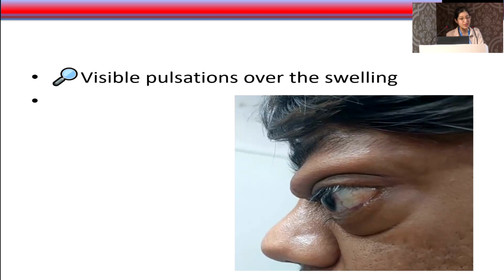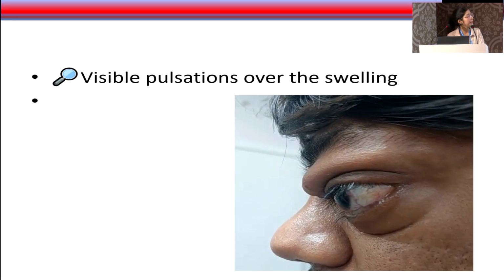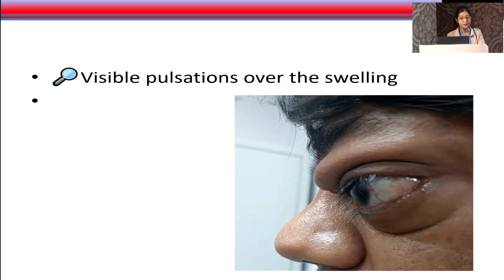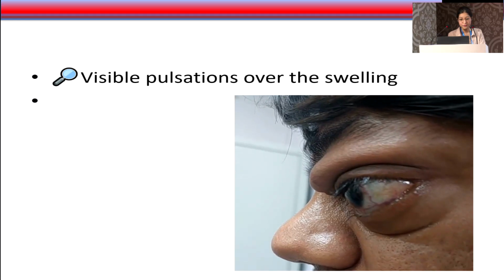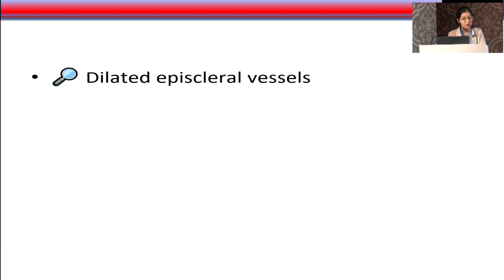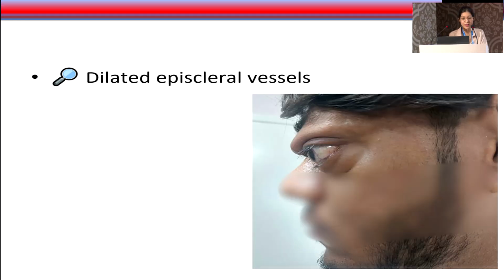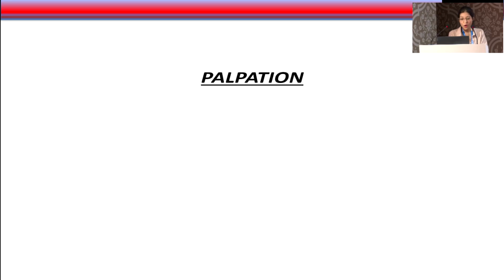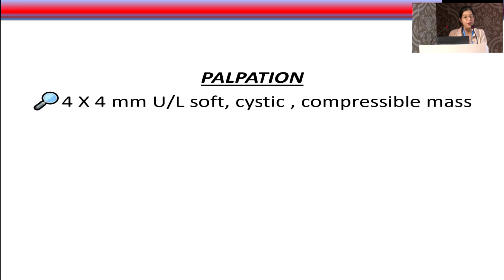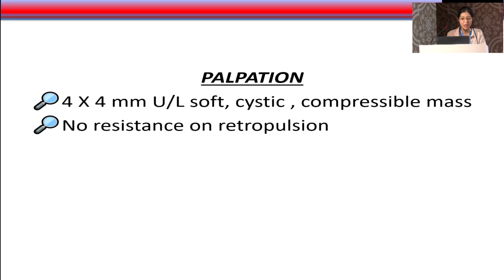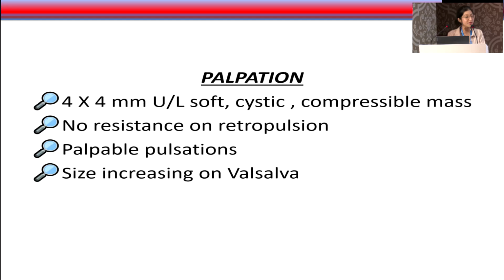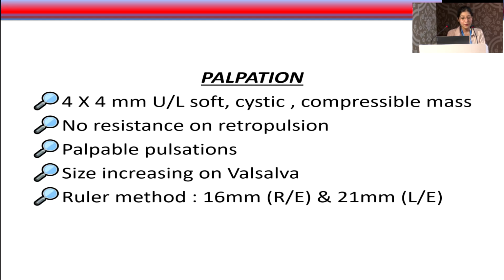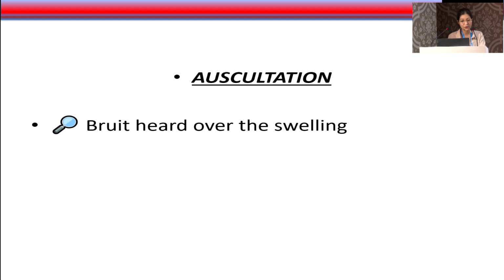There were visible pulsations over the swelling. Dilated episcleral vessels were present with raised IOP and ophthalmoplegia. On palpation, there was a 4 into 4 mm upper lid soft cystic compressible mass with no resistance on retropulsion, palpable pulsations, and size increasing on valsalva. By Rouleau method, 16 mm was right eye and 21 mm was left eye.